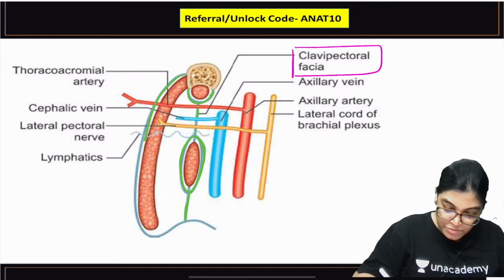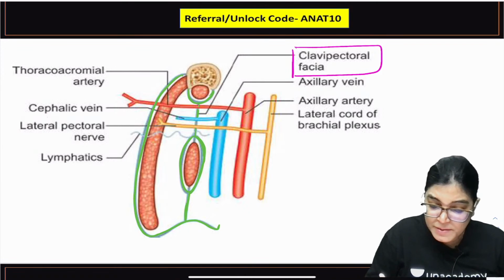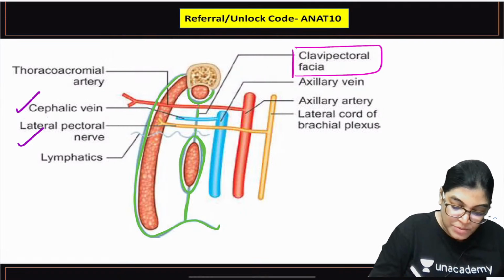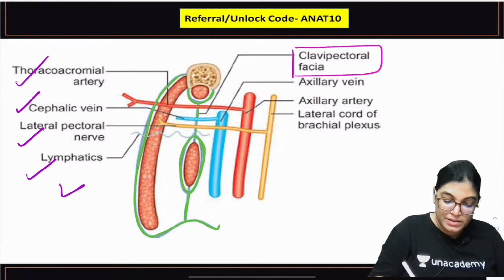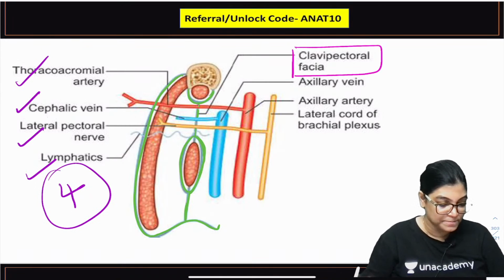Okay, which is merging lower down with the pectoral and axillary fascia. The structures piercing the clavipectoral fascia are the cephalic vein, lateral pectoral nerve, lymphatics and thoracoacromial vessels. These four structures are piercing the clavipectoral fascia. So cephalic vein is the right answer.